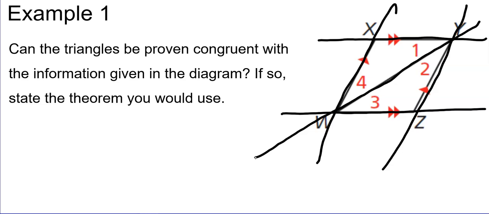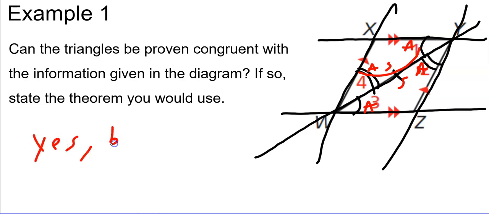So what do we have going on here? We have angle 3 and angle 1 are alternate interior angles. We have angle 4 and angle 2 are alternate interior angles. All right. We also have a side right here that is congruent to itself by the reflexive property. So we have an angle here that corresponds to this angle. We have a side, and we have an angle here that corresponds to this angle here. So what do we have? Yes, by ASA.